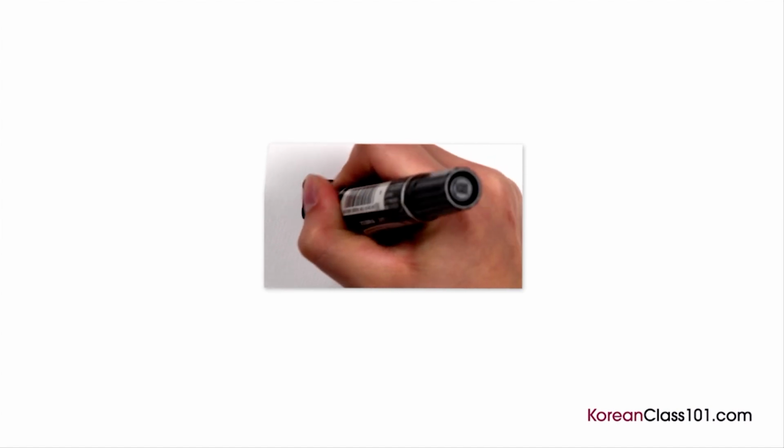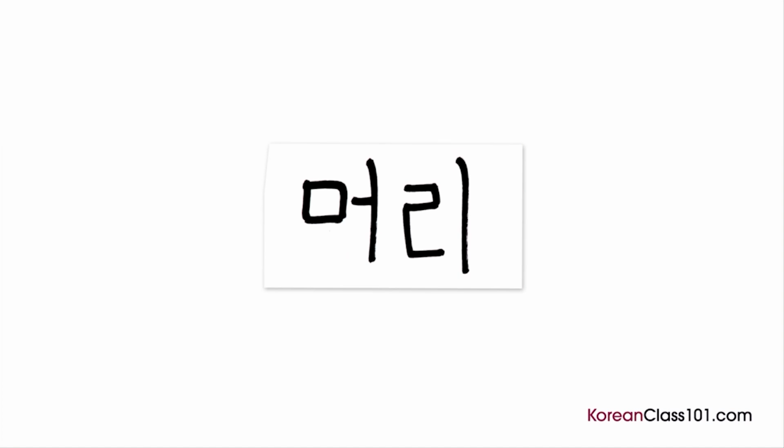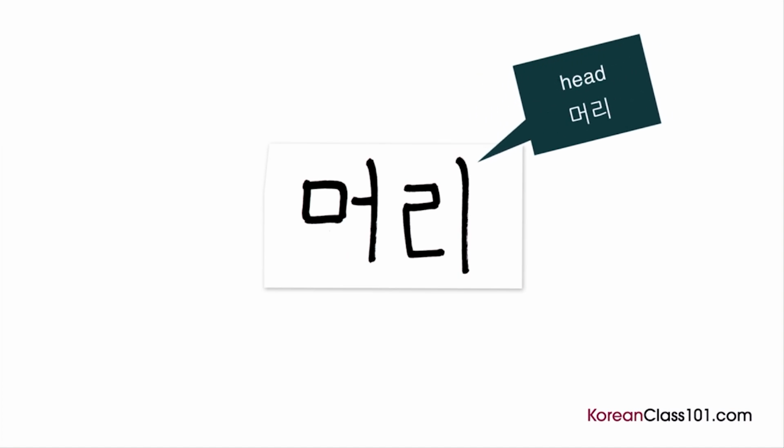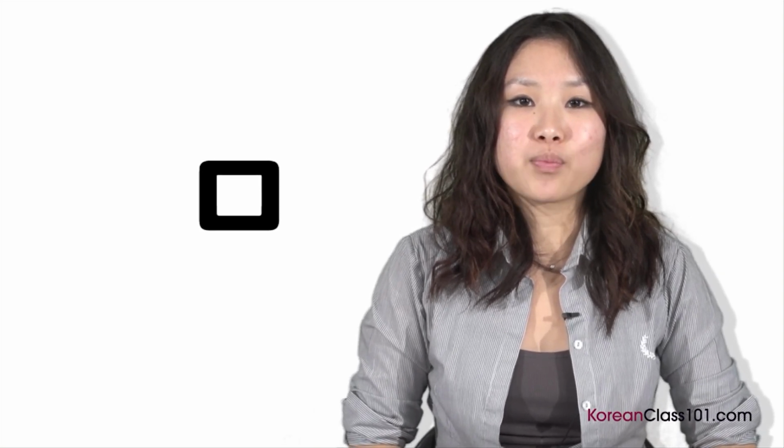Try to read this. 머리. This means head. Let's look at this character again. Think of this like a box. Now press the top of it down until the air inside it is under more pressure. What does an M sound like when it's under more pressure? B.